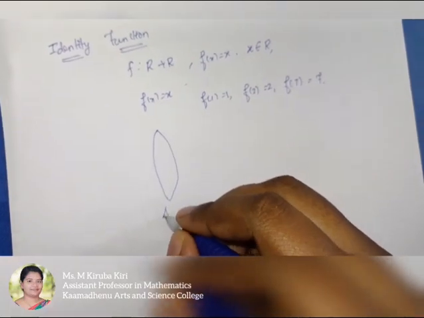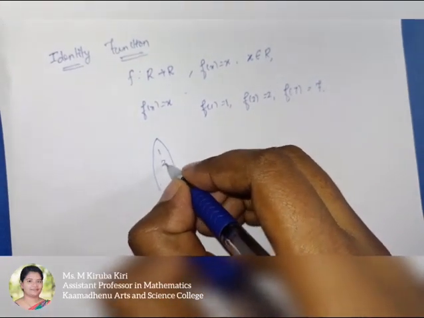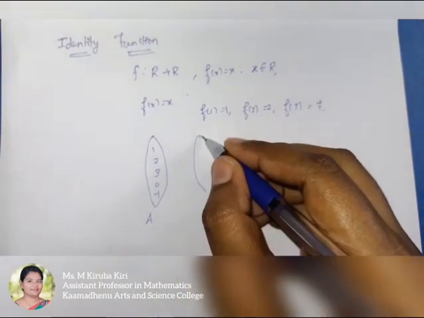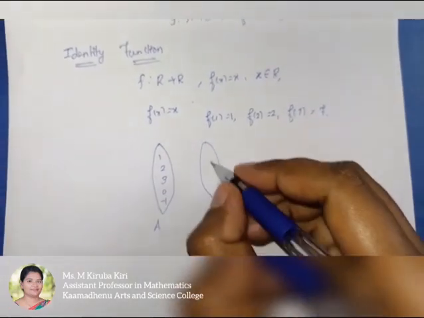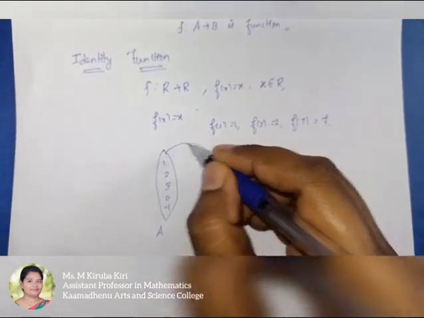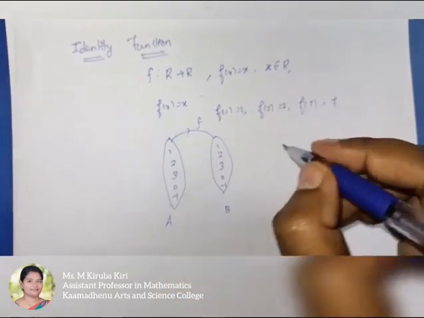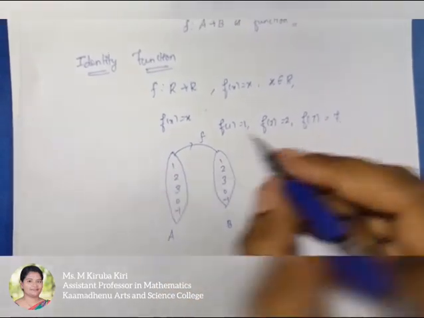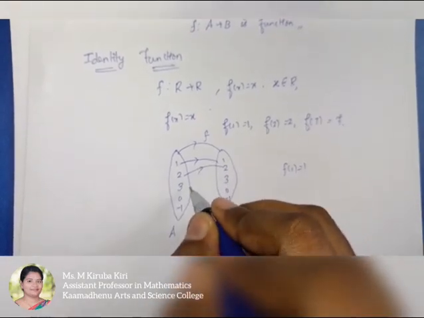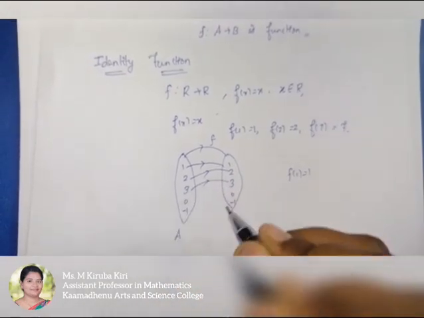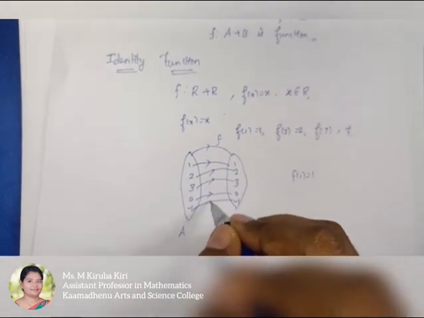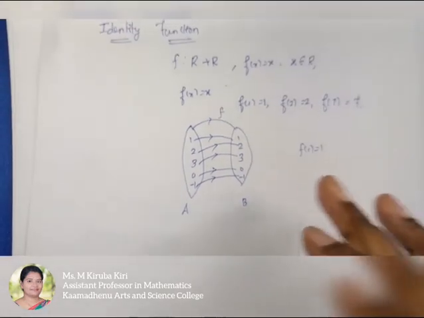A is the set of real numbers 1, 2, 3, 0, minus 1, and B is the set of real numbers 1, 2, 3, 0, minus 1. f is a mapping from A to B. What is f of 1? f of 1 equal to 1. f of 2 equal to 2. f of 3 is equal to 3. f of 0 equal to 0. What is f of minus 1? f of minus 1 equal to minus 1.